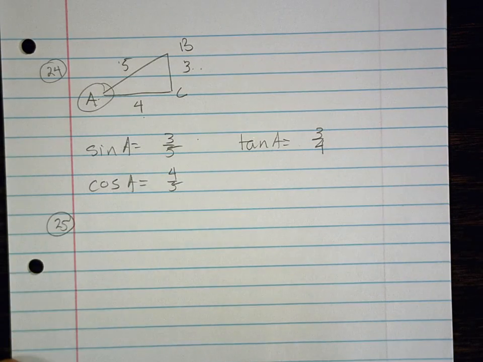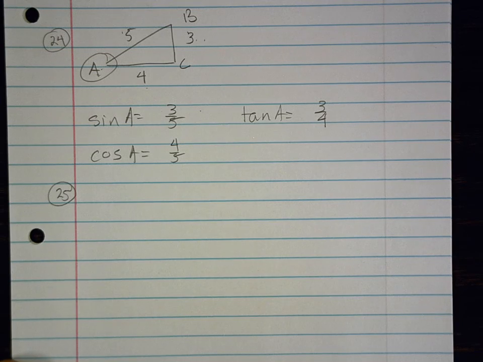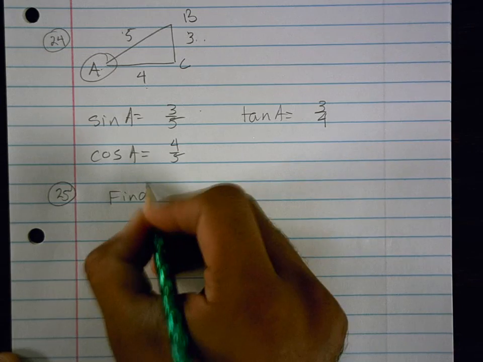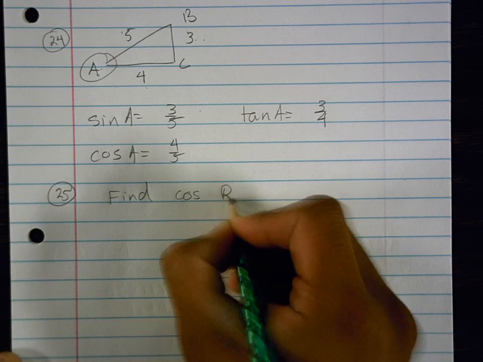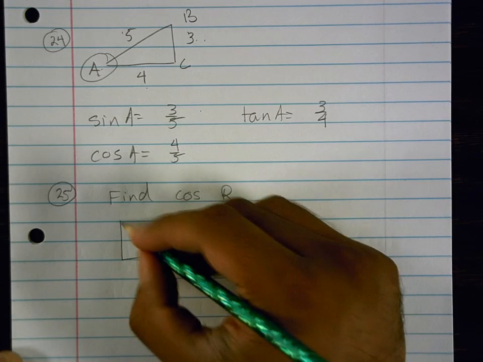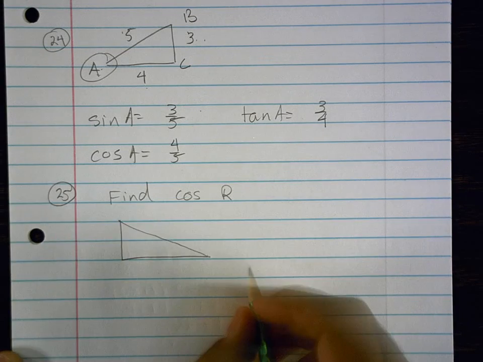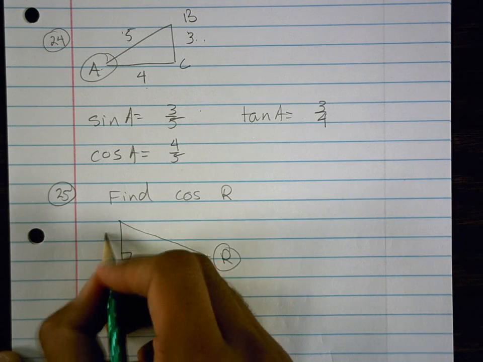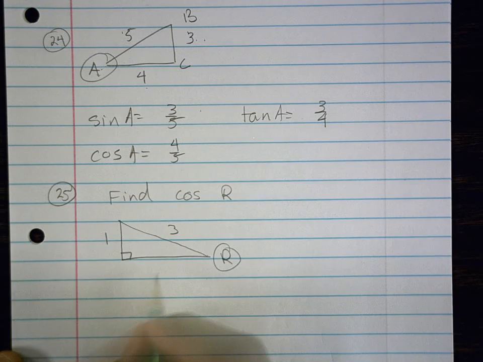Number 25 says find cosine of angle R. And what they did was they gave us a right triangle, and it looks like one side is missing. Here's angle R. There's our right angle. So it's 1 and 3. So I need to find the adjacent side.